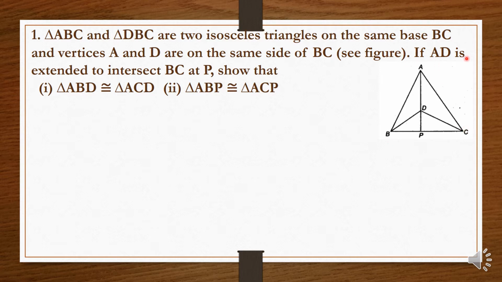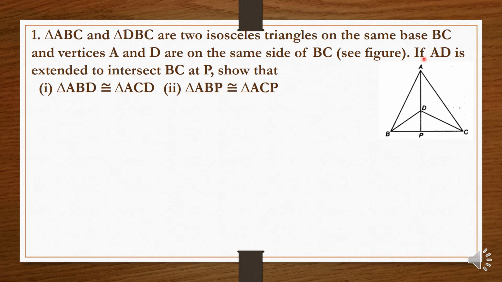Now, if AD is extended to intersect BC at P, that means this line AD is extended further to point P, so that point P lies on BC. That means AP intersects BC at P. Now we have to show that ABD is congruent to ACD.